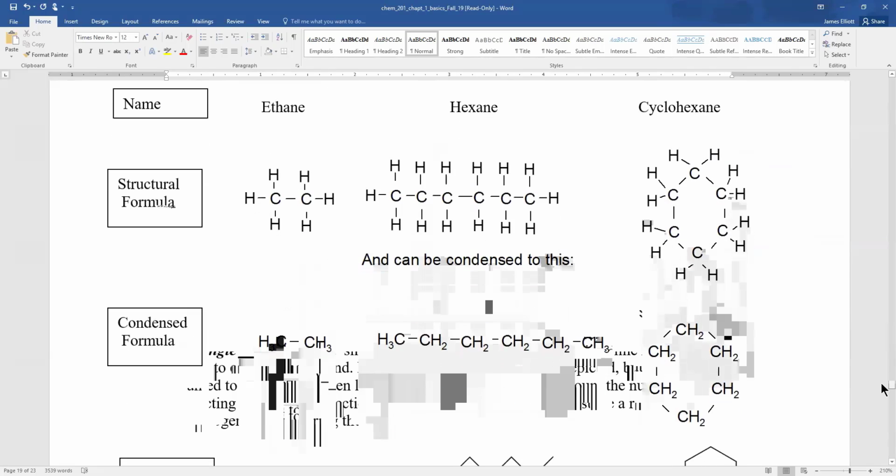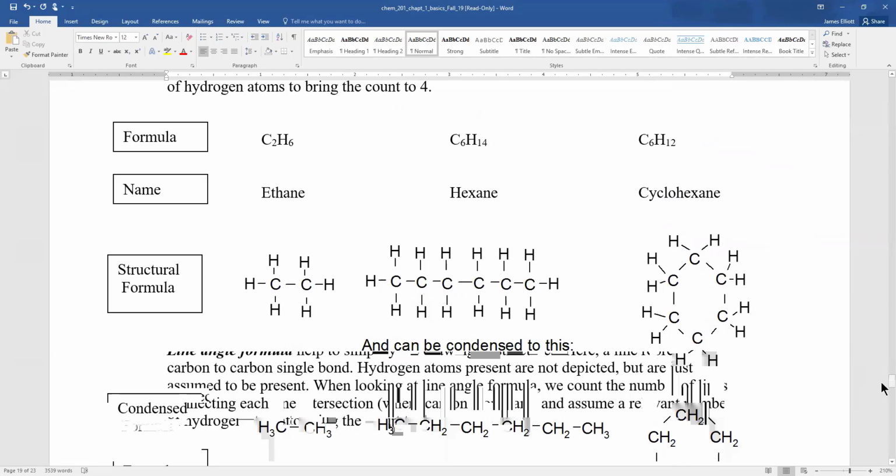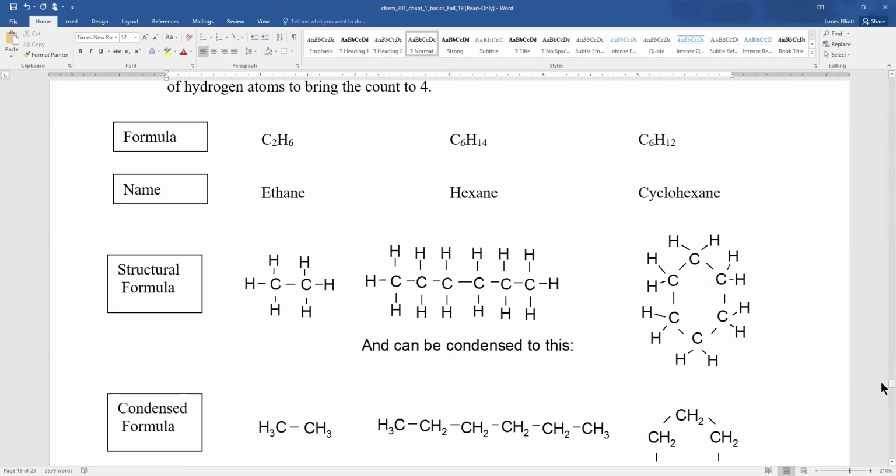Now, something that might be new is the idea of drawing line angle formulas for organic molecules. So many organic molecules that we have to work with could have maybe 30 or 40 carbons in a main chain, sometimes even hundreds of atoms connected together through a carbon backbone. And so chemists again get lazy and we start to omit some of the detail, assuming that people understand what these omissions are, just like omitting lone pairs of electrons from the Lewis structure.